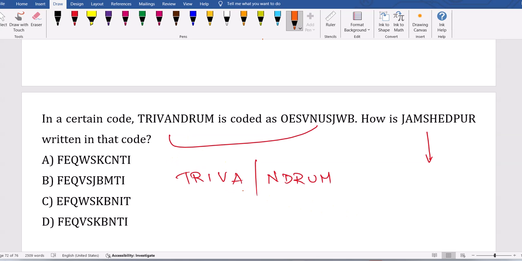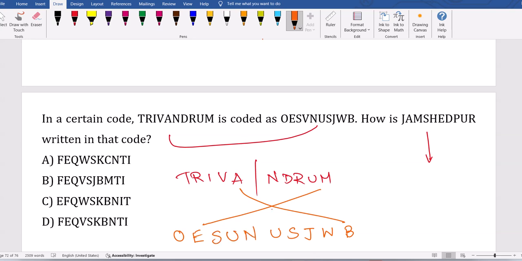Plus one logic here: A given as B, V given as W, I given as J, R given as S, T given as U. And whereas this next pair, N next letter is O, D next letter is E, R next letter, U next letter, M next letter. They divide into two and plus one logic. So F, E, P after Q, U after V, R after S. F, E, Q, V, S, then here, J after K, K, B, N, T, I. So it's option D.